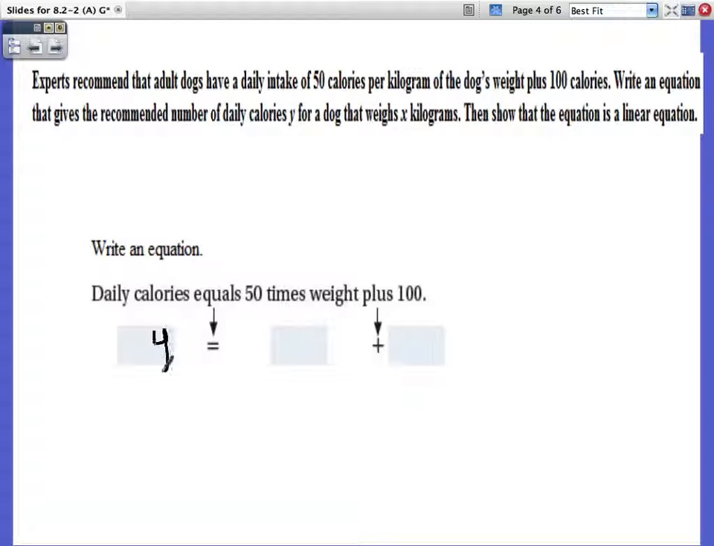So if we wanted to know the total amount of calories for a dog, it said that the dog would need 50 calories per kilogram of weight, and they want us to represent the weight as an x. So I'm going to put an x here to represent weight. And I know it's got to be 50 per kilogram, so I'm going to multiply that by 50. Whatever kilogram amount the dog weighs, remember a kilogram measures mass or the weight of the dog, we have to multiply that by 50. But then it says plus 100, so I put a plus 100 here. So we have this equation, y equals 50x plus 100. And the first thing we can do to tell if this is linear is to see if it fits this form.